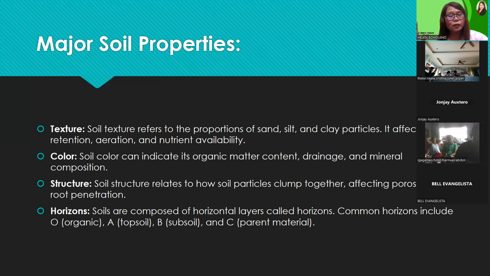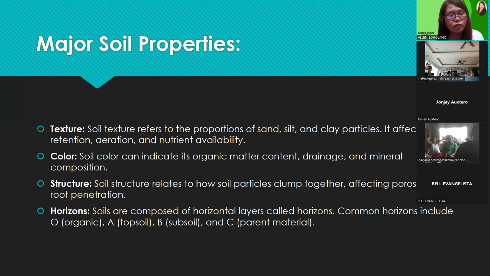Then, structure. Soil structure relates to how soil particles clump together, affecting porosity and root penetration. Kada bang ang structure sa soil ba nga kanang, di ba na may soil nga kumot nimo magpilit. So ang uban ana dili kay mo clump together. So it is important. So kay maka-affect man gud siya sa root penetration kung magtanom ka, no?